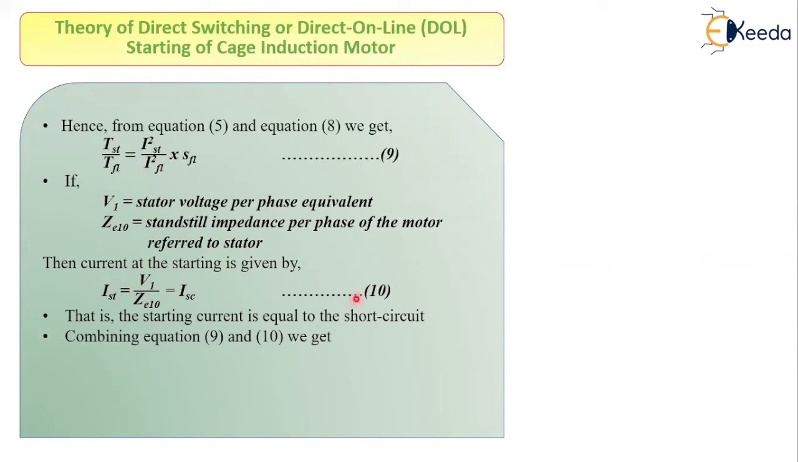Now if we combine equation 9 and 10, so what we are going to do? Instead of IST, we are going to replace it by ISC, that is short circuit current. So we will get TST divided by TFL is equal to ISC square divided by IFL square multiplied by SFL. Now from this equation, it is very clear that our starting current is equal to short circuit current. So at starting, the current which is drawn by the motor is equal to short circuit current, which is a very high value. So this is the theory of direct switching or direct starting, that is the direct online starting of squirrel cage induction motor.